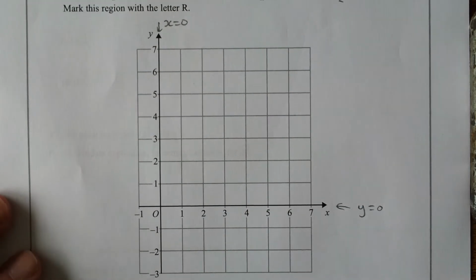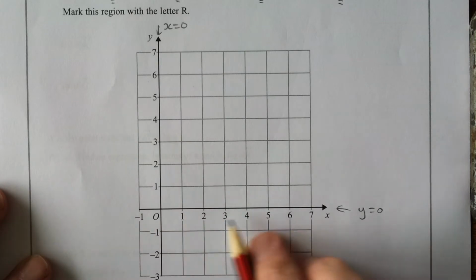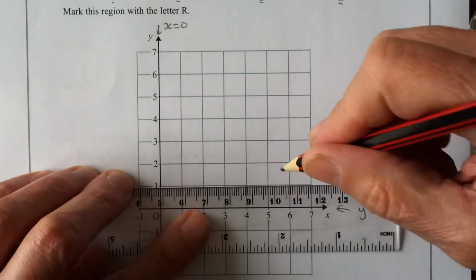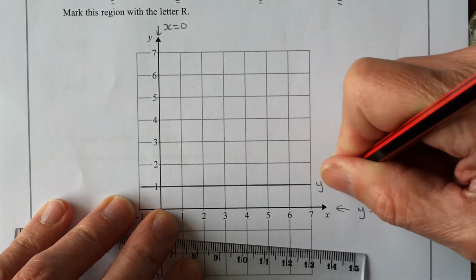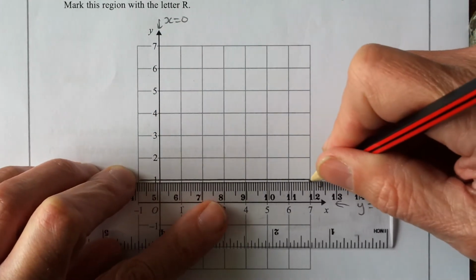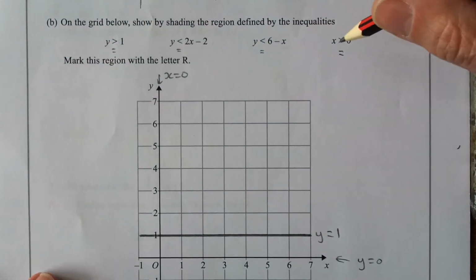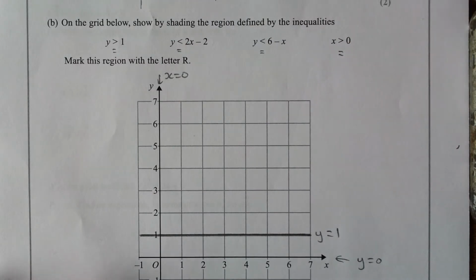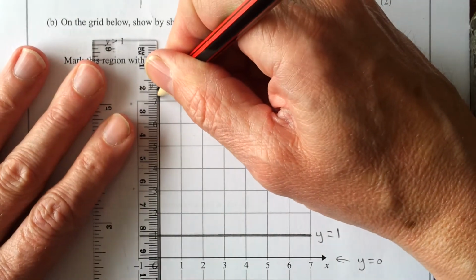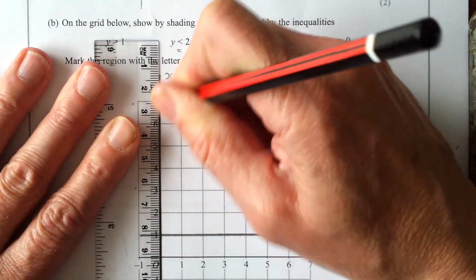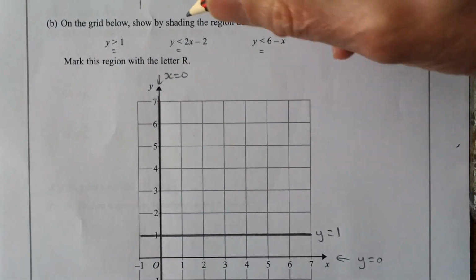So let's do two of the easier ones. Y equals 1. The x-axis is y equals 0, so y equals 1 is there. And let's label that, y equals 1. This one's quite easy to do. X is greater than 0. So there's x equals 0, we need that one, which is the y-axis.